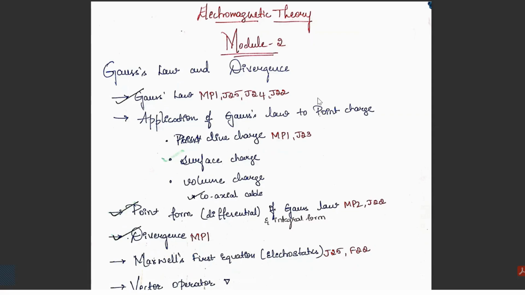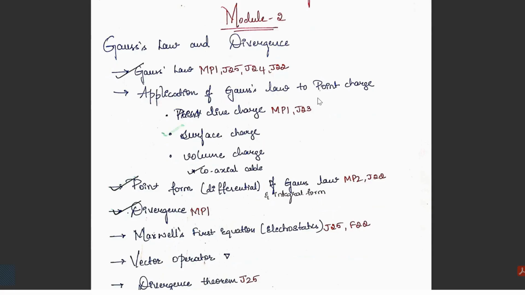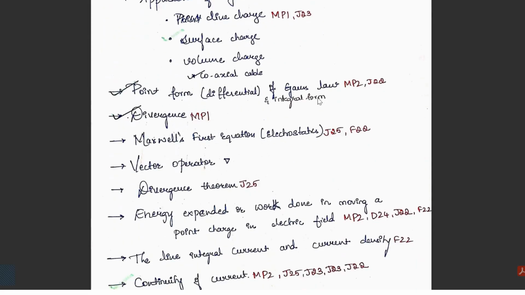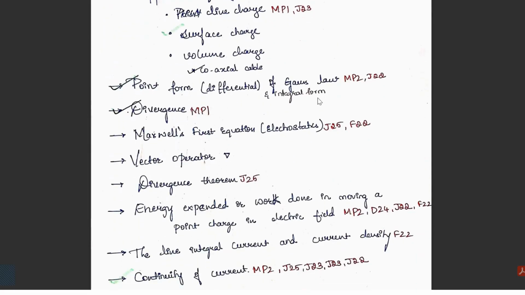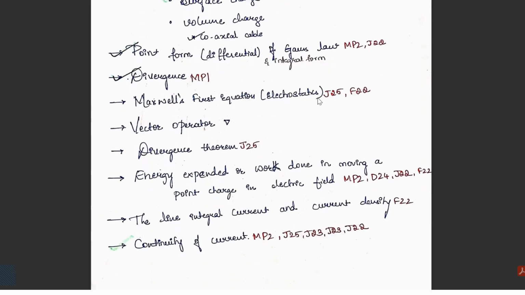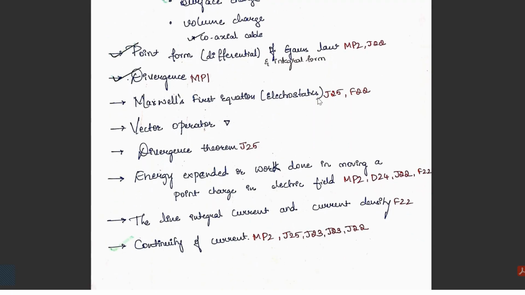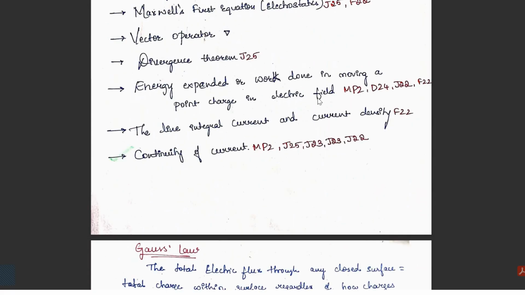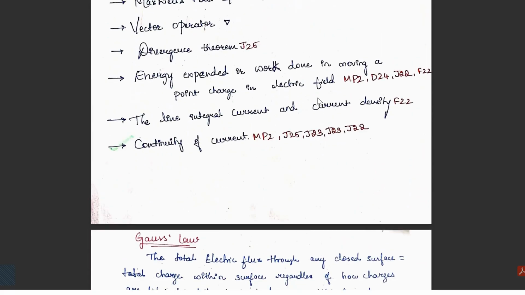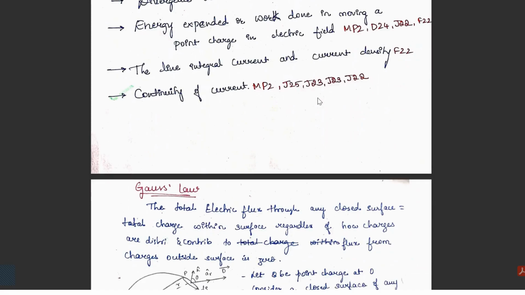In this module, we are going to discuss Gauss law, applications of Gauss law on line charge, surface charge, and volume charge, the point form and the integral form of Gauss law, and then divergence, Maxwell's first equation of electrostatics, the vector operator, the divergence theorem, the energy expended or work done in moving a point charge in an electric field, the line integral, current and current density, and continuity of current. This is part 1, where I will be discussing Gauss law completely.